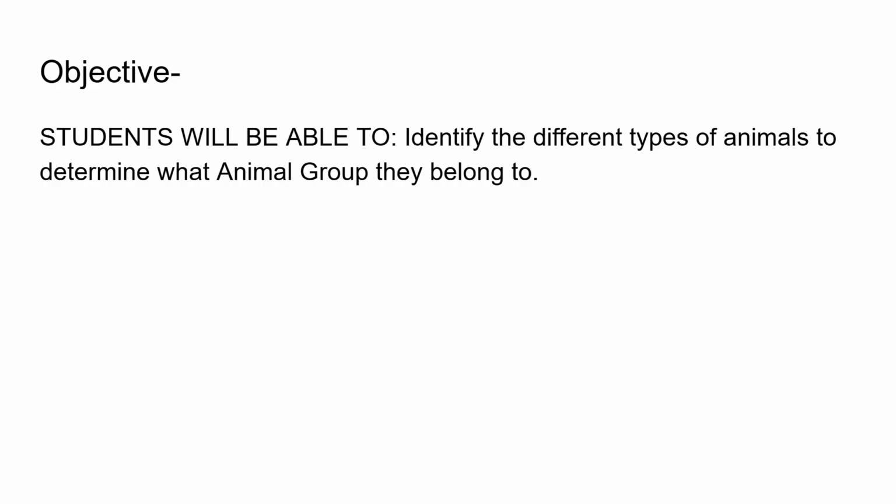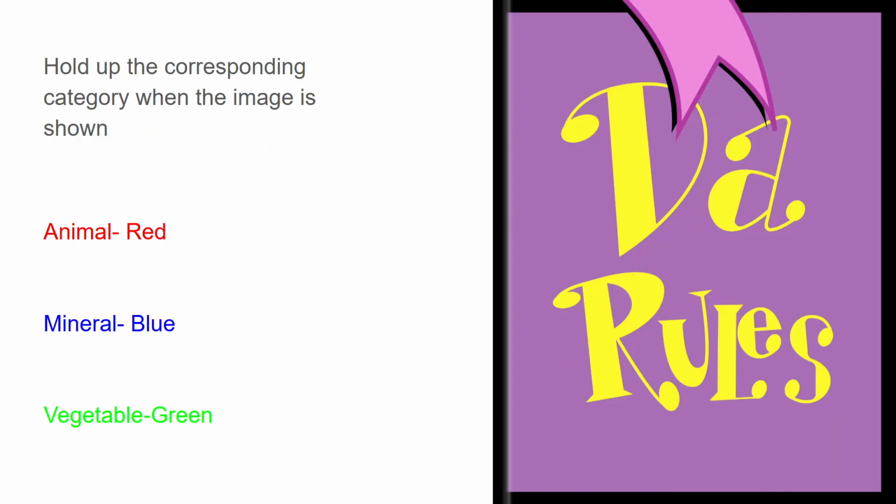This incorporates the representation ideas presented within UDL. We will do this through a game called Animal, Mineral, or Vegetable. We will assign each category a color and give students a note card that corresponds to that color. We will show them an image, and they will hold up the note card that matches the color and the image.